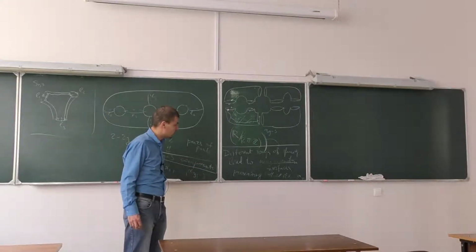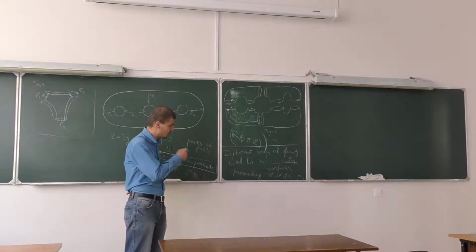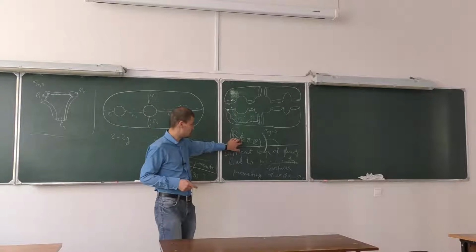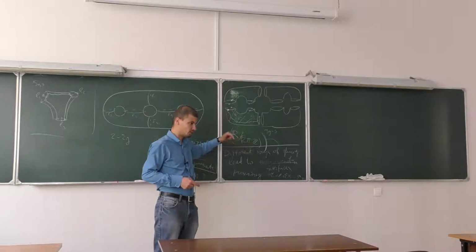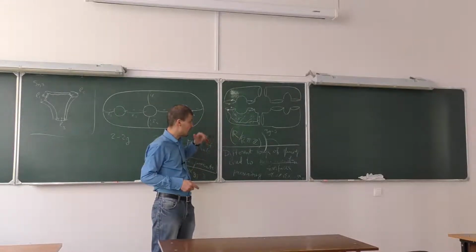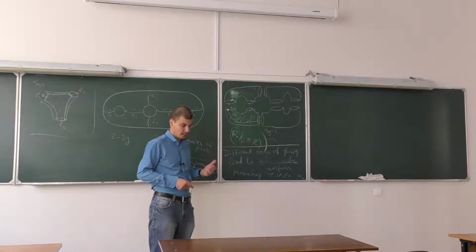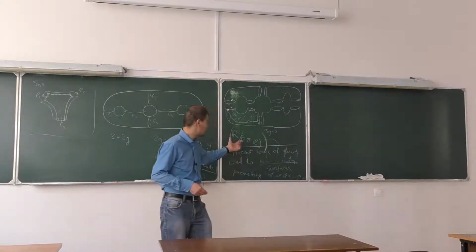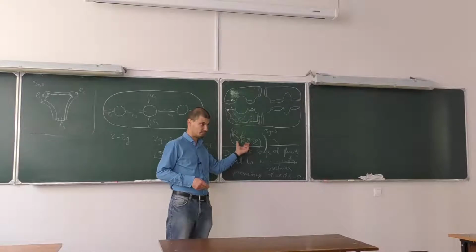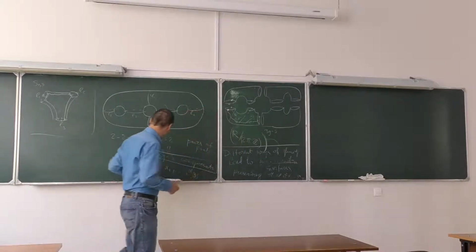So we need to be more precise here. Actually, these parameters are not modulo 2 pi, but they should be, if we consider metrics up to isometry, then they should be just real numbers.